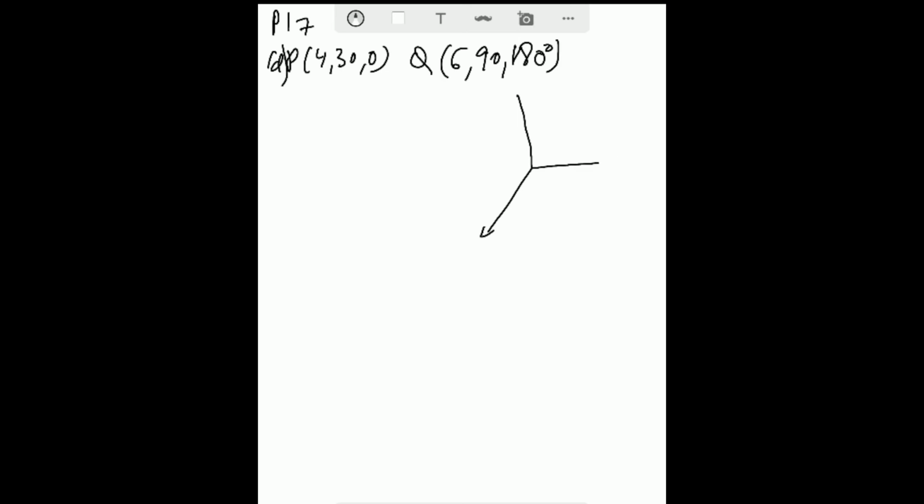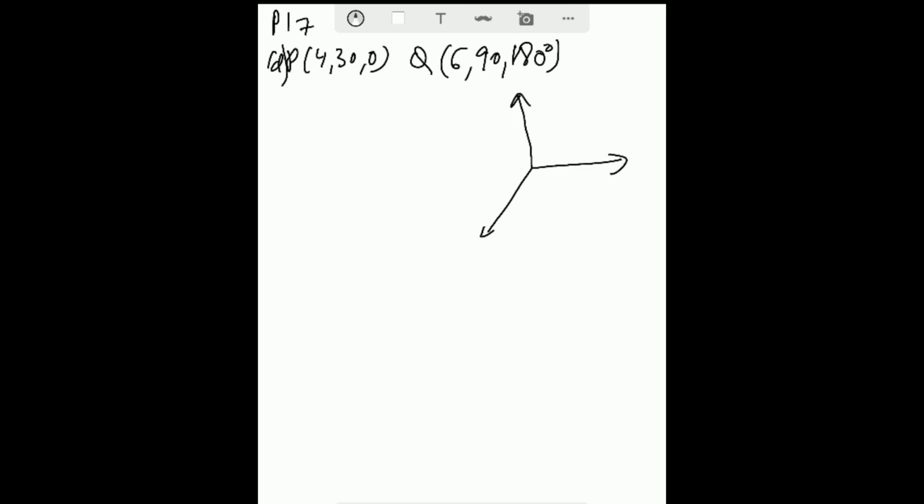Okay, now let us look at problem number 18, or still 17, the D part. We have 2 points in the cylindrical system. P is (4, 30, 0) and Q is (6, 90, 180 degrees). This is in the cylindrical system and we need to find the distance between them.